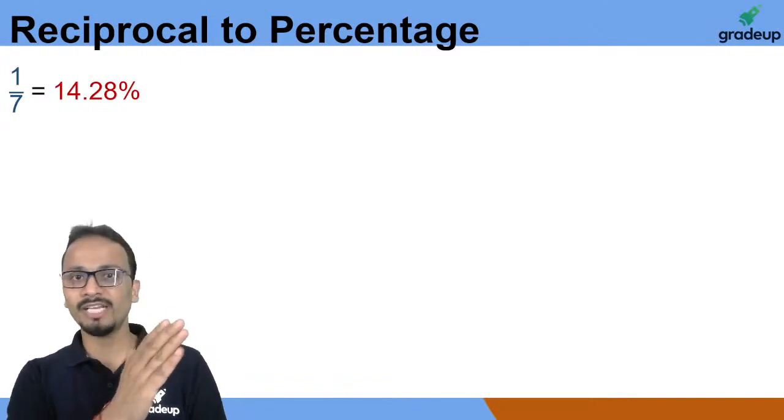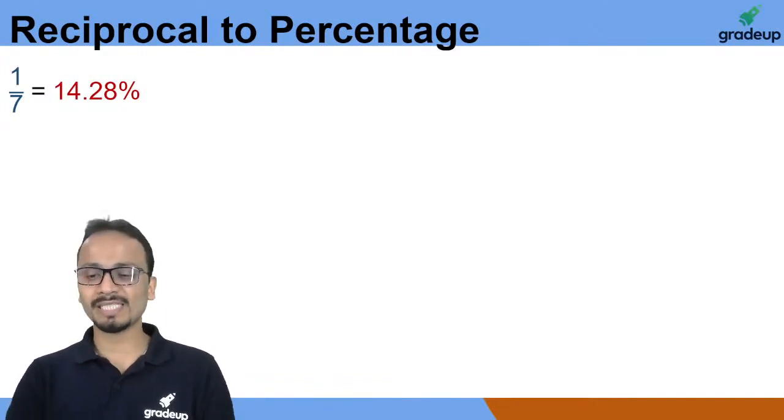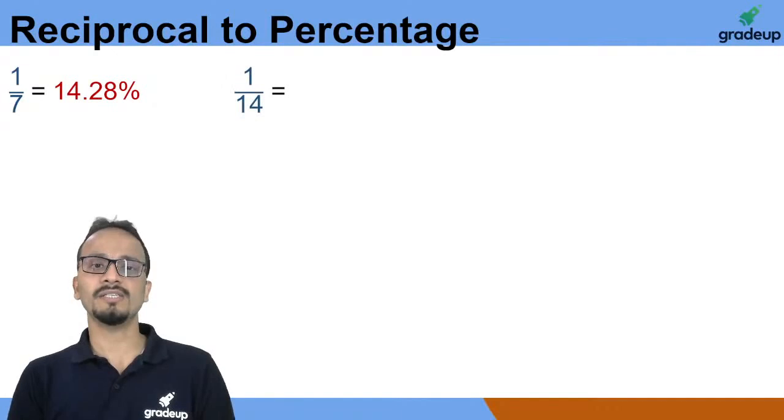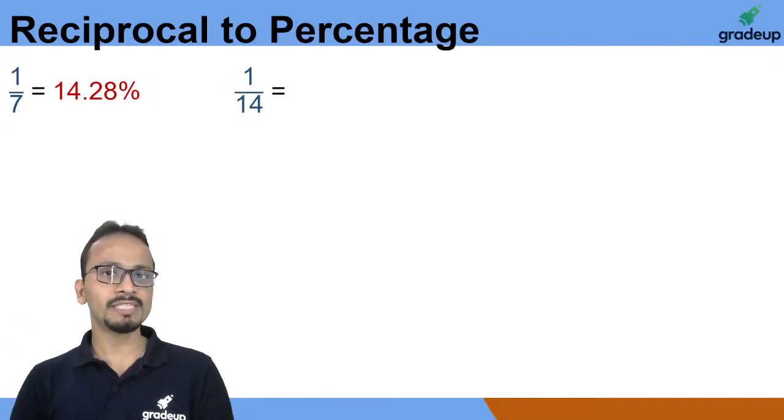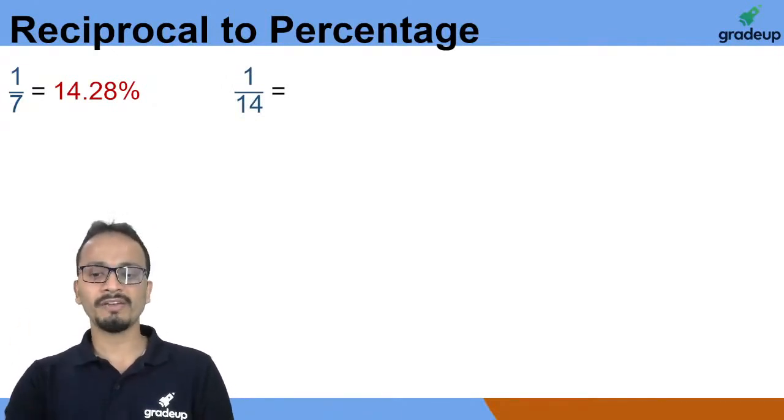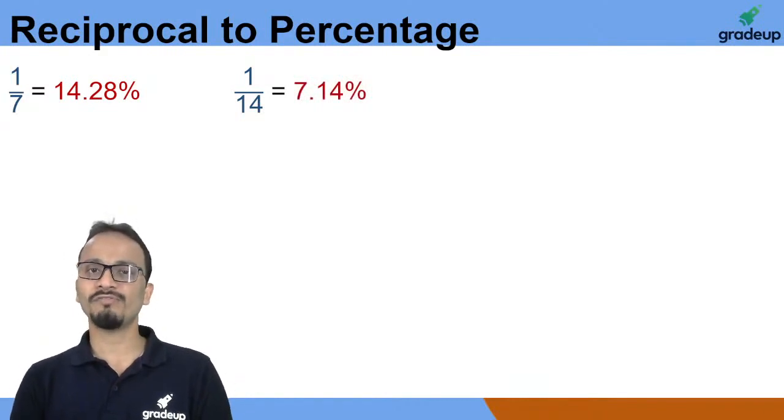Now let's look at the family of 1 by 7. So 1 by 14. 1 by 14 is half of 1 by 7. So 14.28 divided by 2 will be 7.14.